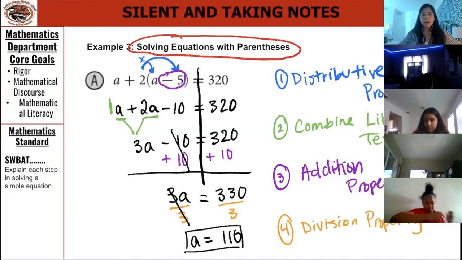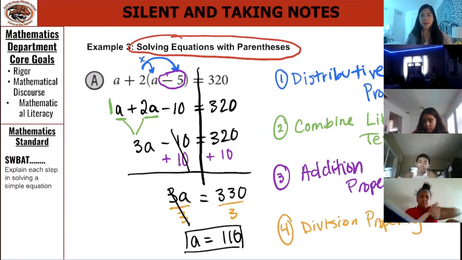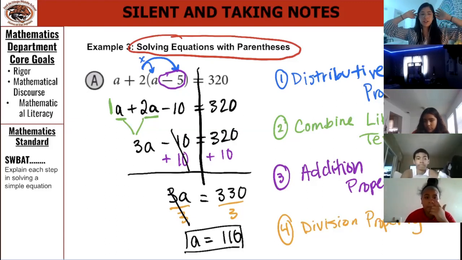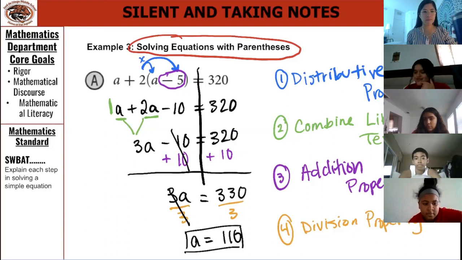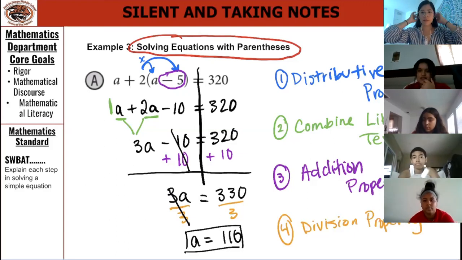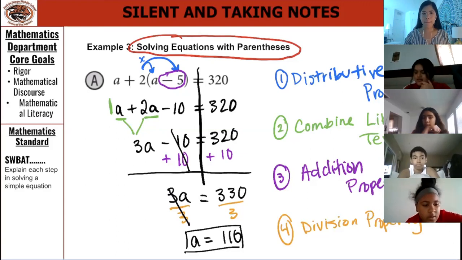All right. So any questions on this entire problem? Go back, look at each step, and make sure you understand how I got each of those numbers. If you have any questions, ask them now before I have you do this on your own. Miss, so every time you have a parentheses, you have to multiply what's outside of it with the inside of it? Exactly. Distributive property.